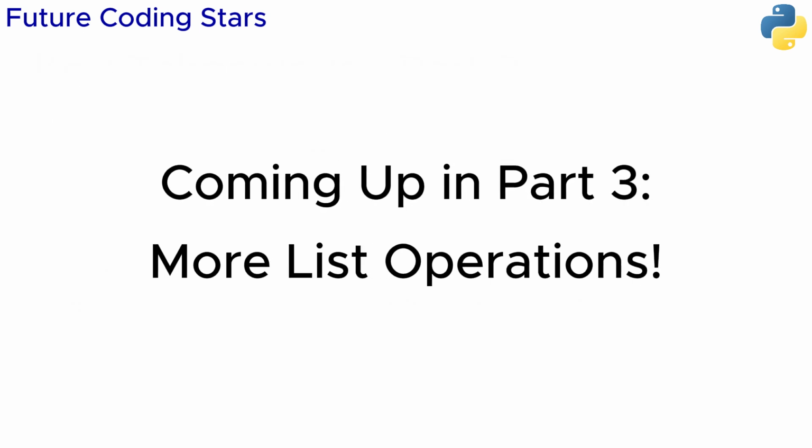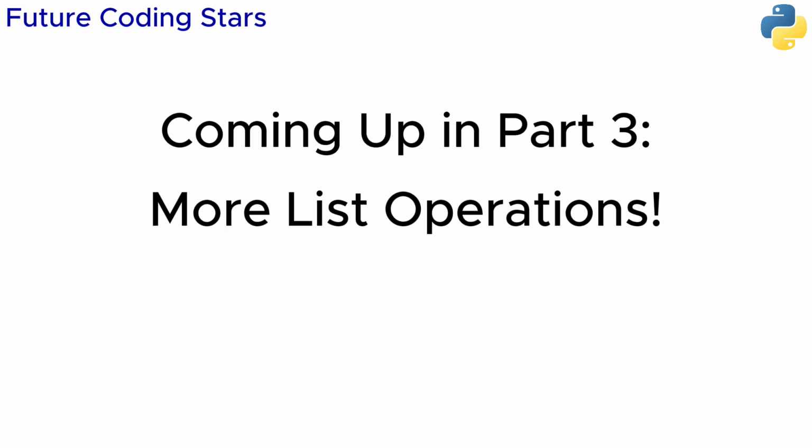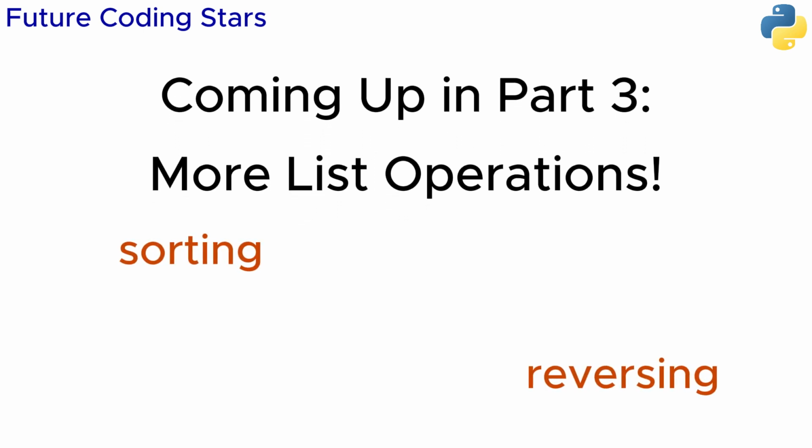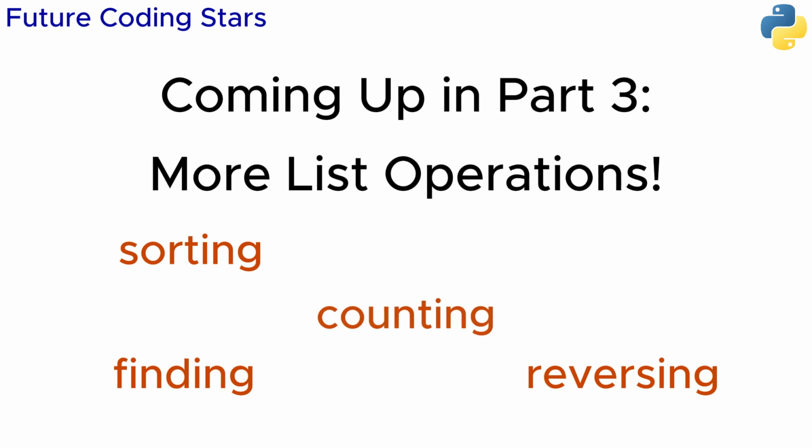In part 3 of this series, we'll explore even more useful list methods like sorting, reversing, finding items, counting them, and very importantly, understanding how to make proper copies of lists to avoid tricky bugs.